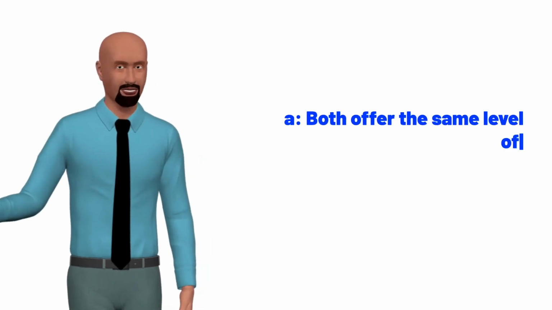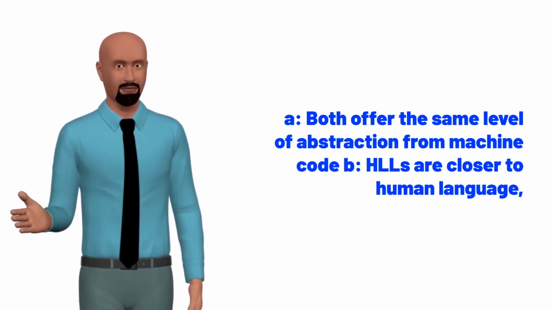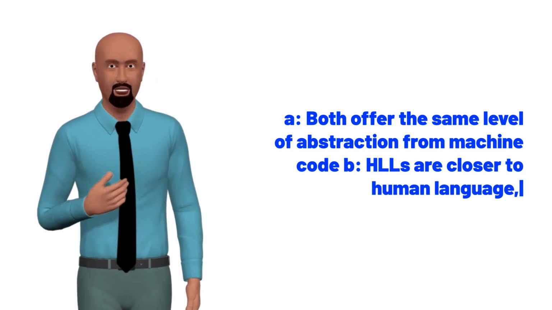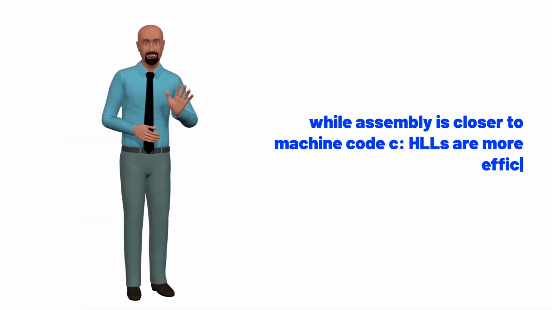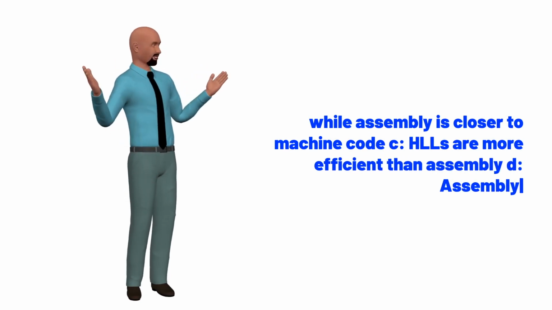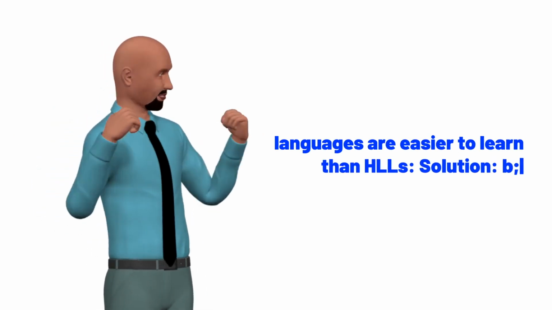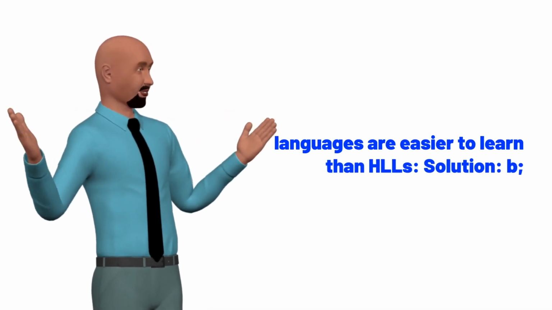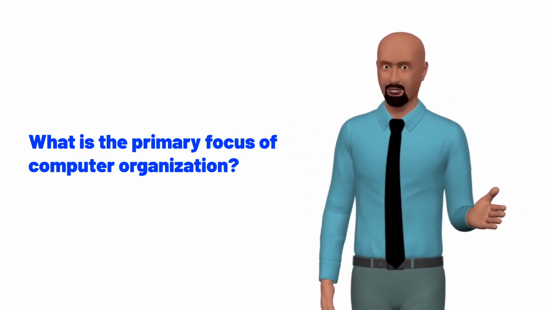What is the main difference between assembly language and a high-level language, HLL? A. Both offer the same level of abstraction from machine code. B. HLLs are closer to human language, while assembly is closer to machine code. C. HLLs are more efficient than assembly. D. Assembly languages are easier to learn than HLLs. Solution. B.